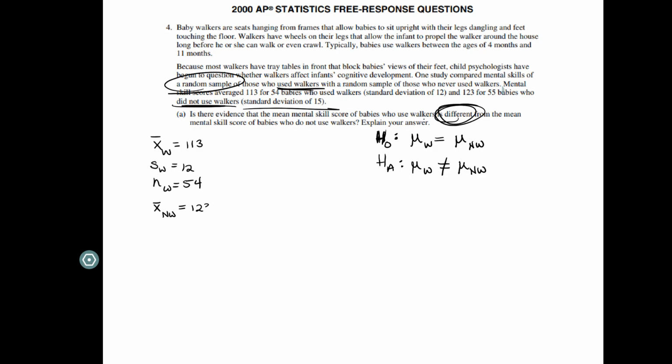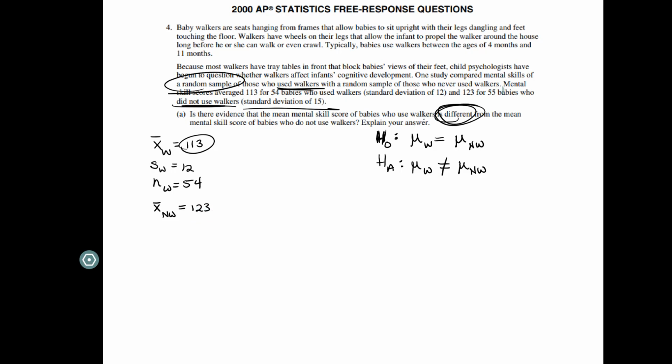I'm going to clean up some of my circling and such here, just so I can get a better picture of the numbers. And let's see, I have my walker group. I will call that X bar for walkers is going to be equal to 113. And we had a standard deviation for walkers of 12. And we had a sample for walkers of 54. Now, in the non-walker group, I'll call that X bar NW, we had 123. So it looks like the no-walker group has a higher mental skill score, right? It's 123 compared to 113.